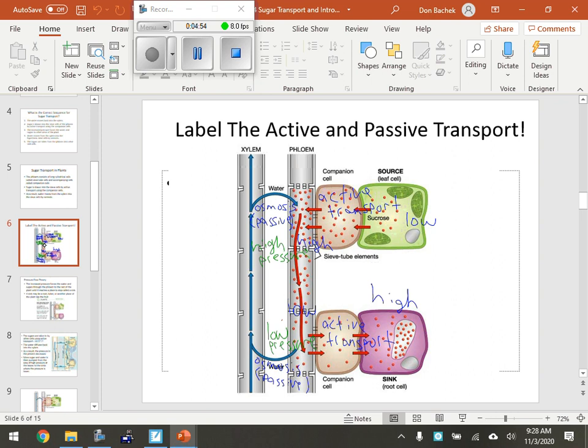Okay, so make sure you put down active transport here, and of course that would be a high concentration there. Again, as the tree grows and grows, we need roots to keep going, right? We need more water and minerals. The more roots we have, the more minerals and water we can take in. So that's what's happening there.